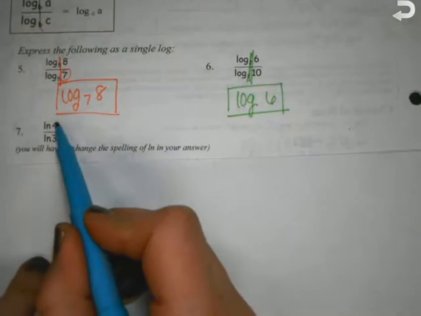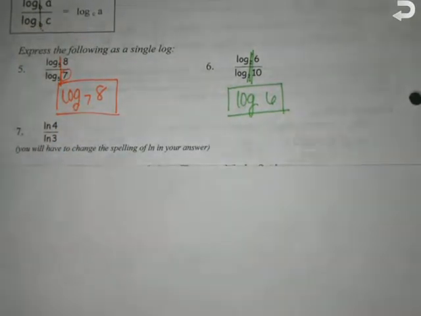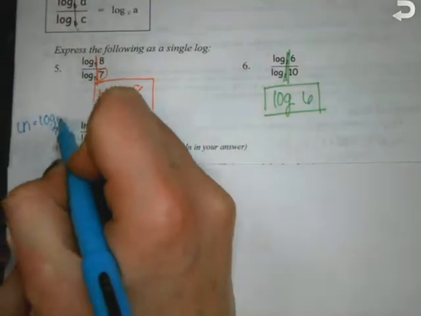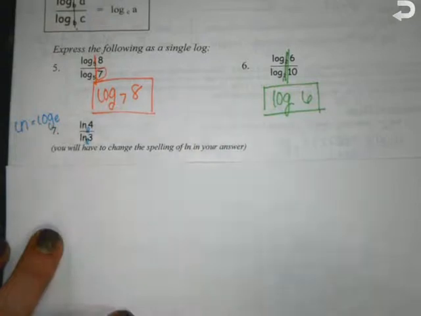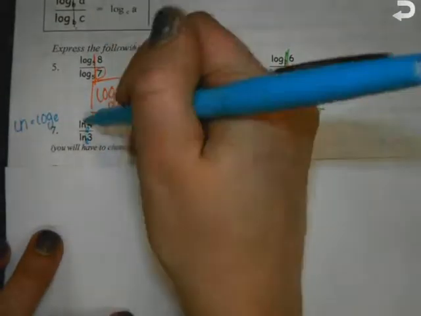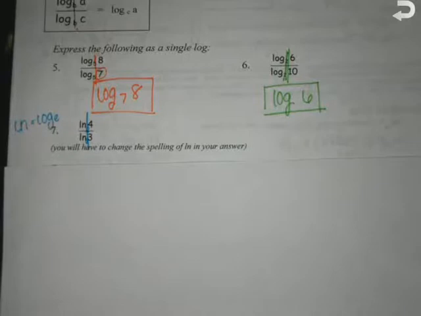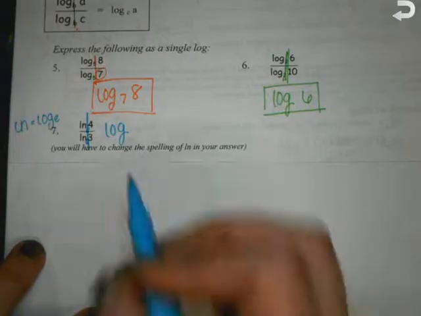Number 7. If I have natural log of 4 over natural log of 3, natural log is the same as log base e, right? So what I'm going to do is I'm just going to write that e in for right now just to remind us. But what can we do? We can cancel those e's. So what happens to my answer? Is it natural log anymore? No, it's just regular log base what? Log base 3 of 4.